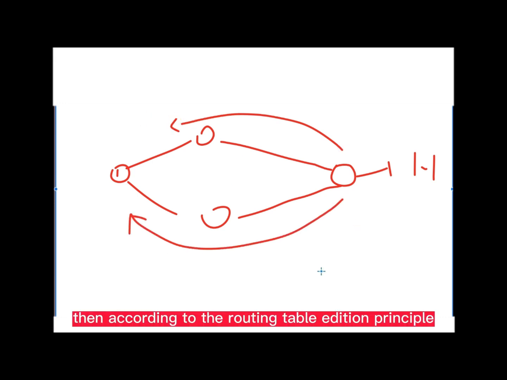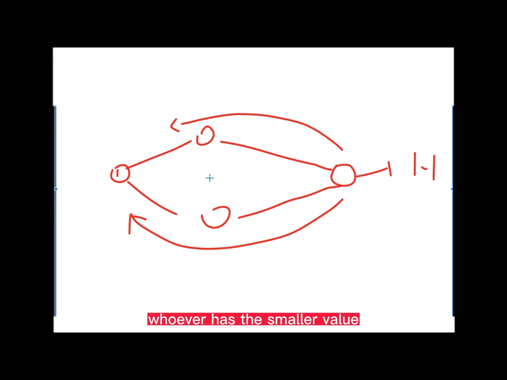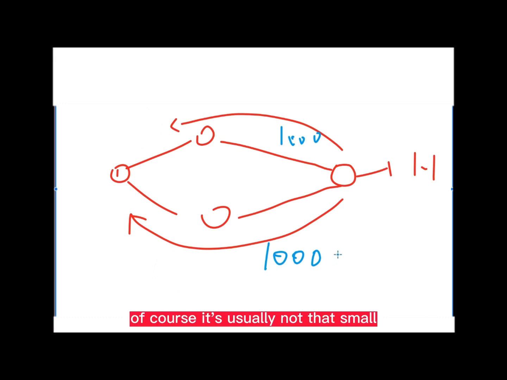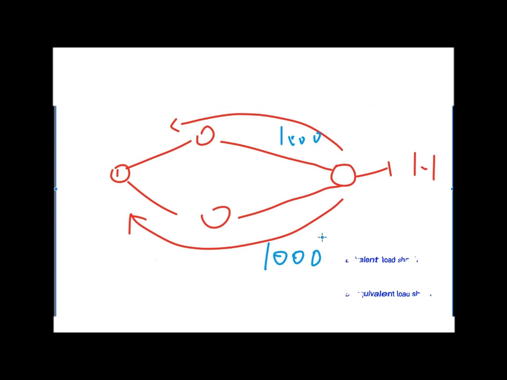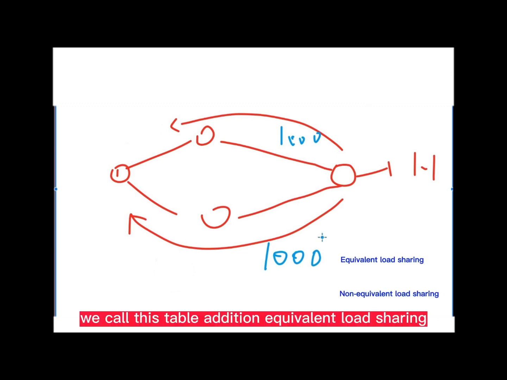Then according to the routing table addition principle, under the same protocol, we start by comparing the routing metrics. Whoever has the smaller value will be added to the routing table. If the metric is the same, for example, above is 1000, below is also 1000. Of course it's usually not that small. Wait a minute, we'll look at the specific parameters. Then they will all be added to the routing table.